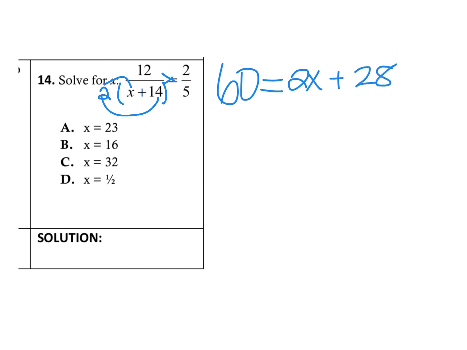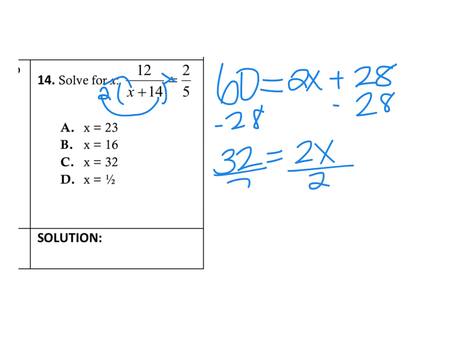And now all we need to do is solve for x. So we're going to subtract 28. Do it over here too. So that's going to leave us with 32 is equal to 2x. So if we're getting x by itself, we need to divide both sides by 2. And x is going to be 16. So our answer would be B.